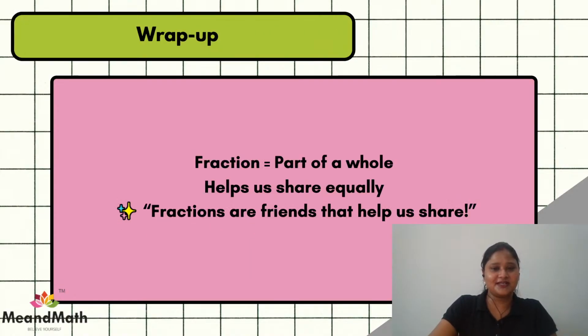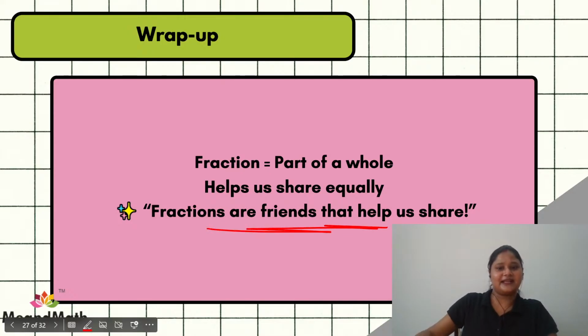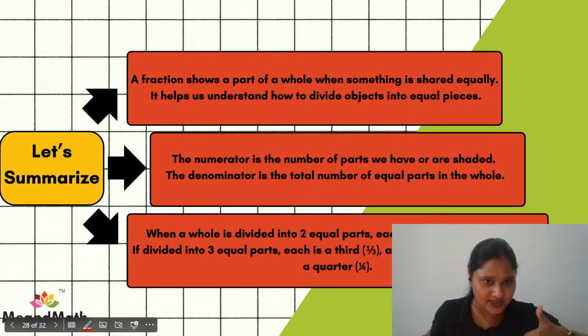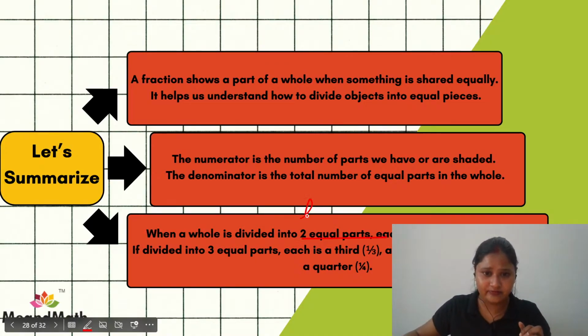Let's wrap up. So fraction is equal to part of a whole and it helps to share equally. So fraction is a friend that helps us share things. Okay, so let's summarize. What you have studied in today's class is what is a fraction. We learned about the numerator and the denominator, and we learned about the 2 parts that we call half. Then we learned that if we divide things into 3 equal parts, we call it 1/3. And if we divide it into 4 parts, we call it quarter or 1/4.